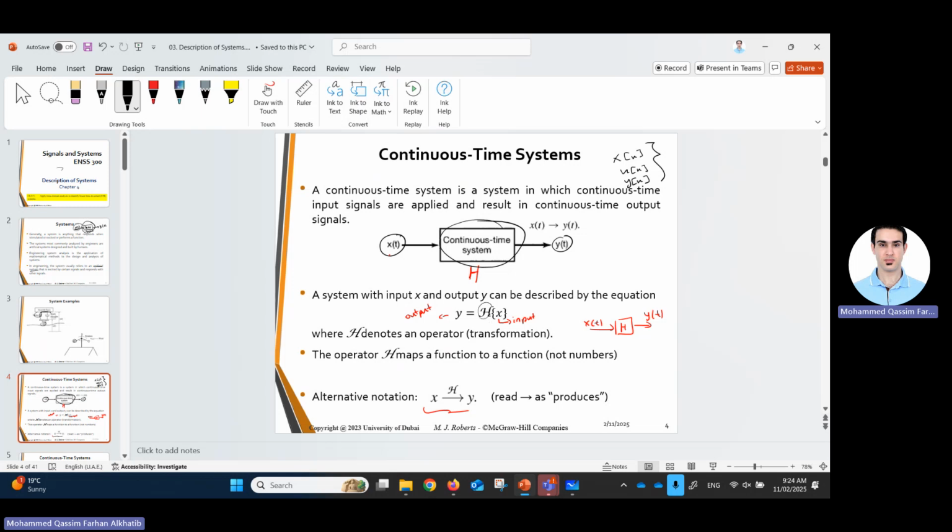So we have the system here, x(t), and the output y(t), and there is a transformation. A system with an input x and an output y can be described by this equation, saying that you apply some transformation H to the input x to get the output y. The operator H maps a function to a function, and it doesn't have to be numbers. You map this function to another function. An alternative notation is just an analogy, nothing to worry about. It means that x interacted with h produces y.